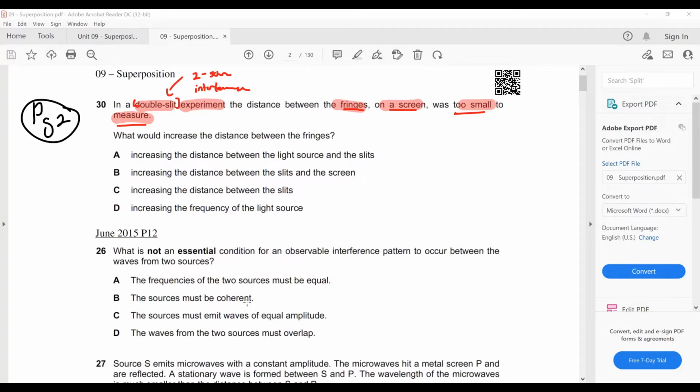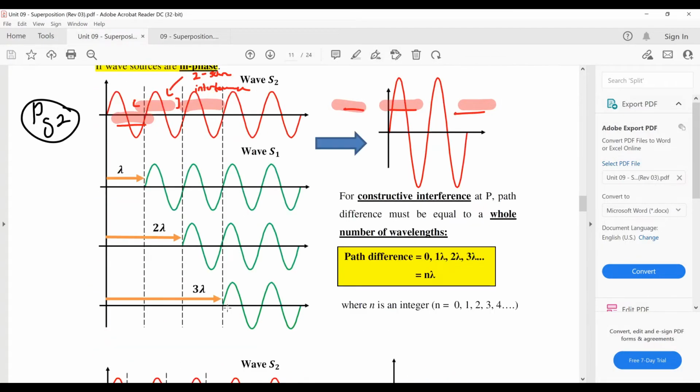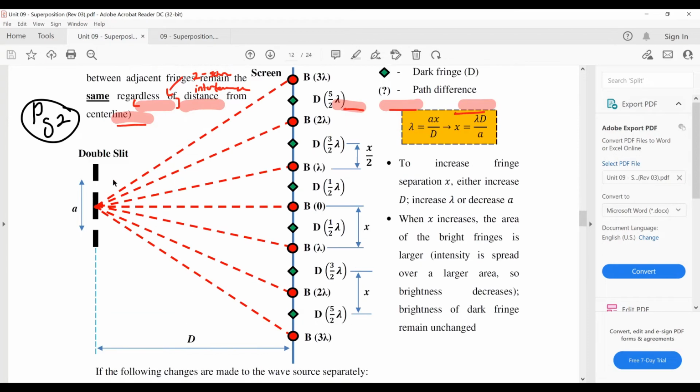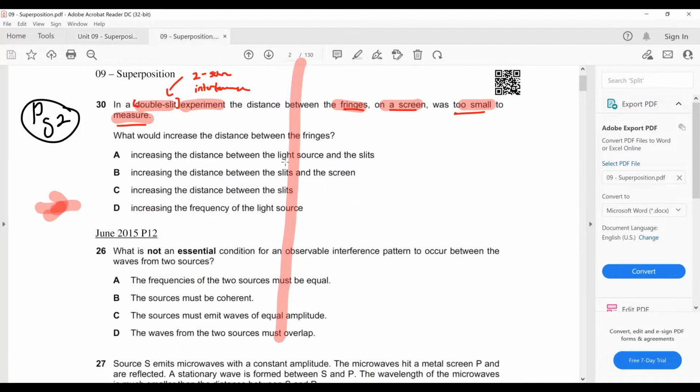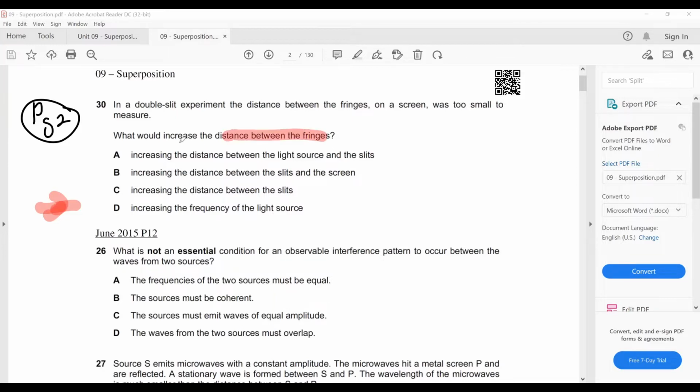So you shine light onto a double slit like the ones seen on page 12. Shine light on the double slit, and then on the screen, you see an interference pattern. Right now, what they're talking about is that the distance between the fringes observed on the screen is too small to measure. So what would increase the distance between the fringes?